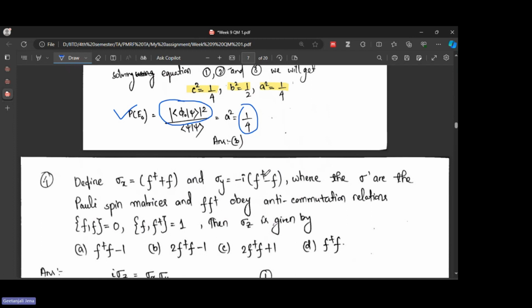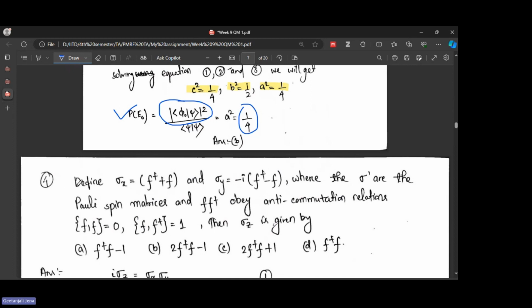Let's go through the question once. This question is about the Pauli matrix, and it's a simple question which you can solve easily. So let me read out the question for you.